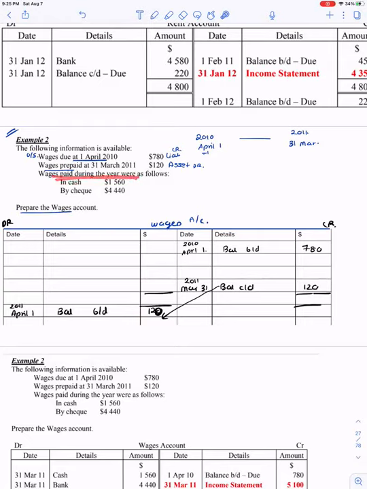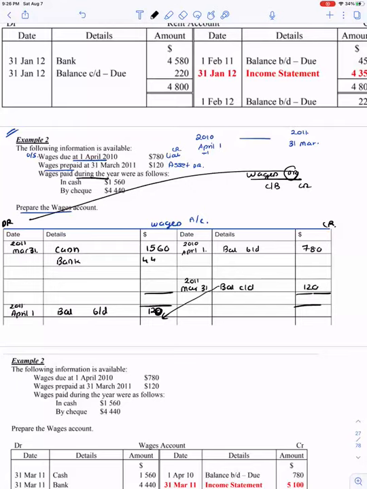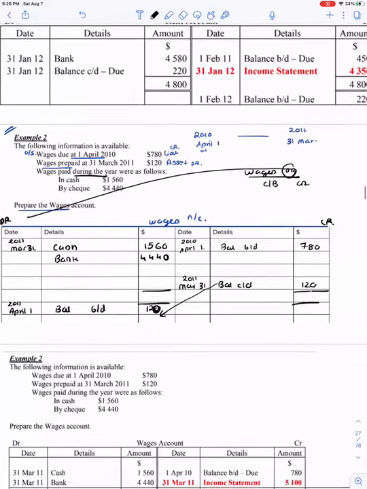Wages paid during the year. You have paid the wages, so it will appear on the debit side because wages debit, cash bank credit. So on the debit side of wages, you will record the wages paid. Because it is during the year, you do not know the date. So you would record it on the last date, March 31. How much have you paid? Through cash, you have paid 1560, and through check, that means via bank, you have paid 4440. You prepare the wages account.